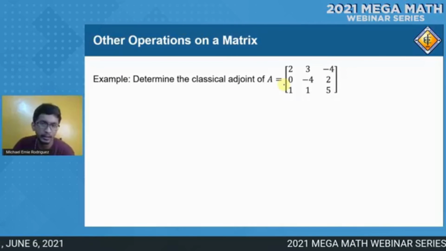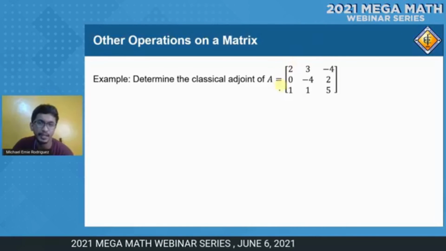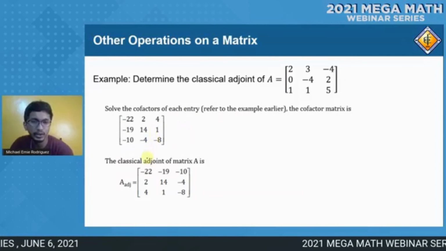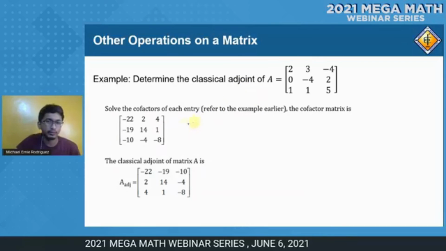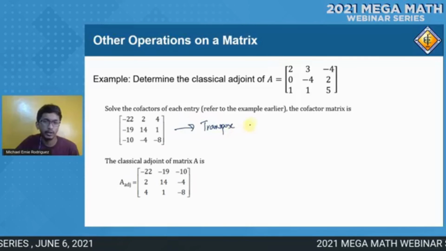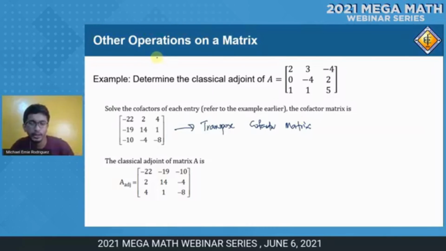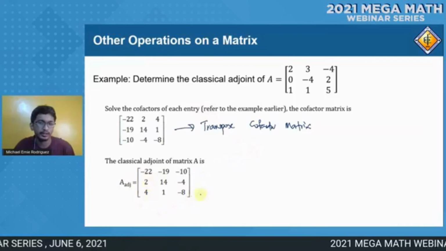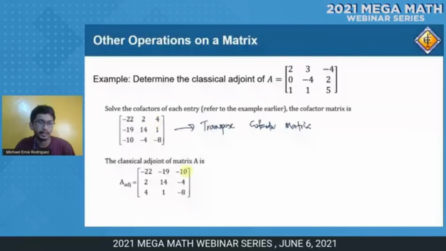And then, classical adjoint naman, so ang classical adjoint, di ba nasolve na natin yung cofactor matrix nito, same matrix. So pag nasolve na natin yung ating cofactor, di ba, kukunin mo yung classical adjoint, so gagawin mo lang is transpose mo yung cofactor matrix. So to solve for the classical adjoint, okay, you transpose your cofactor matrix. Okay? So you transpose the cofactor matrix. So you can get this classical adjoint. So transpose mo lang to. So you have negative 22, and then negative 19, negative 10, and so on.